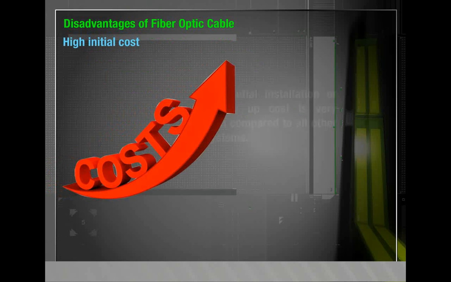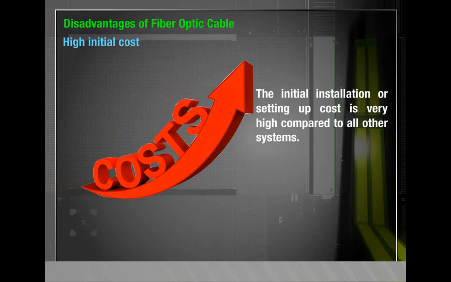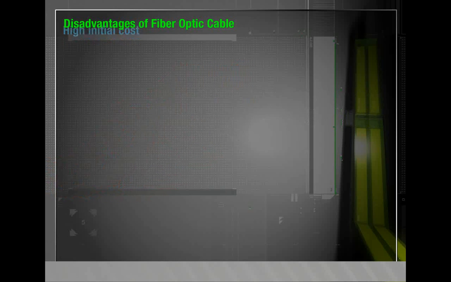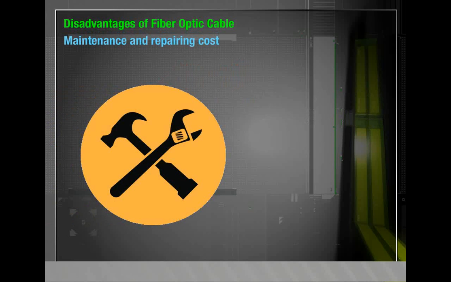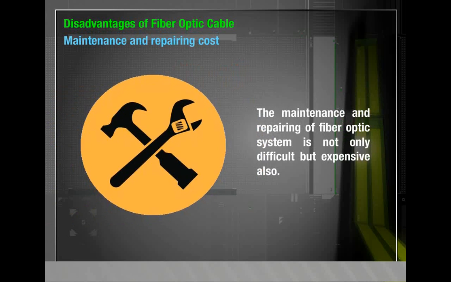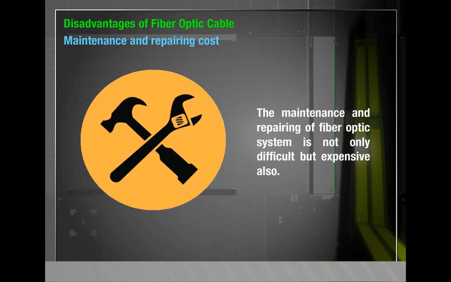Disadvantages of fiber optic cable. High initial cost. The initial installation or setting up cost is very high compared to all other systems. Maintenance and repairing cost. The maintenance and repairing of fiber optic system is not only difficult but expensive also.